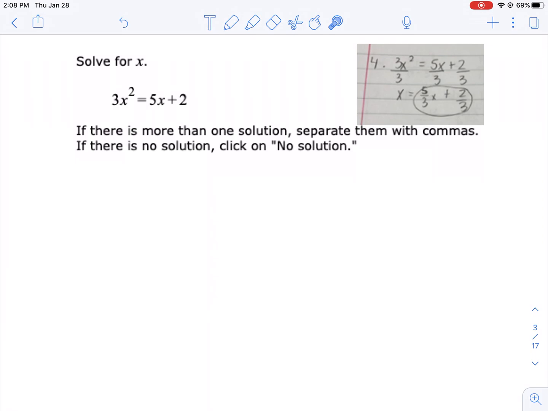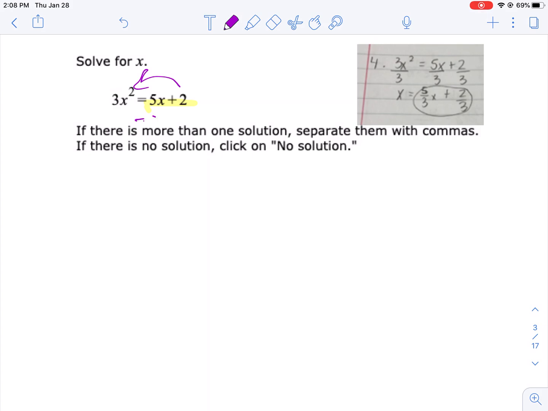I want to make one side equal to 0. I think what I'm going to do is move both of these to the left side. The reason I want to move to the left side is because I want to keep my x squared positive if I can. It just makes life easier.